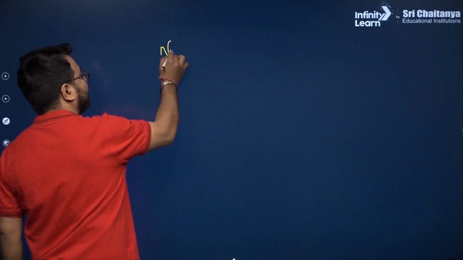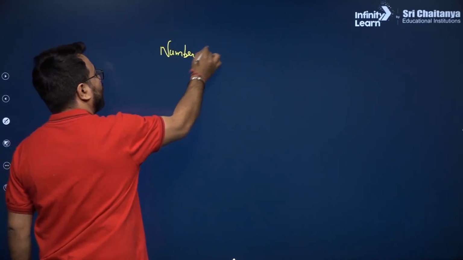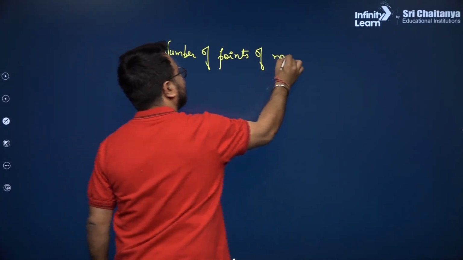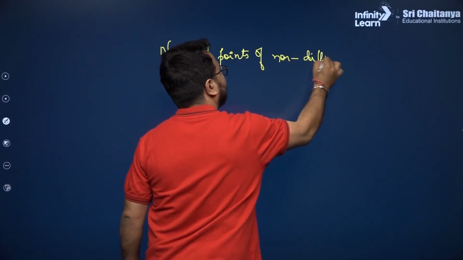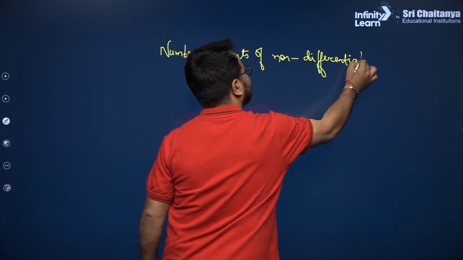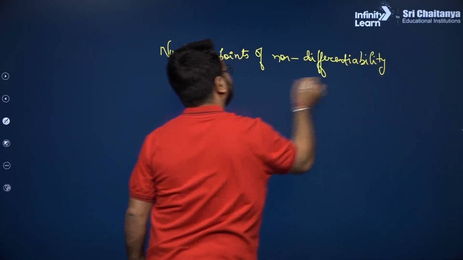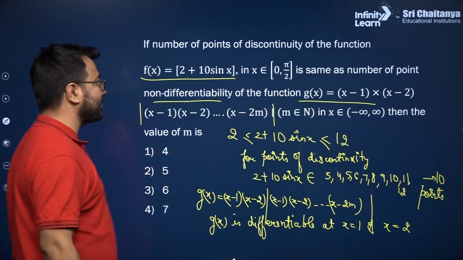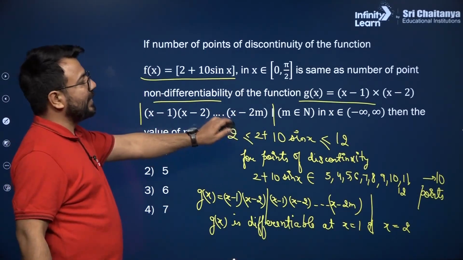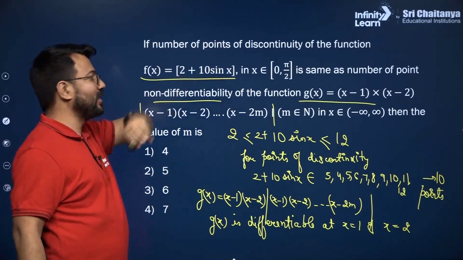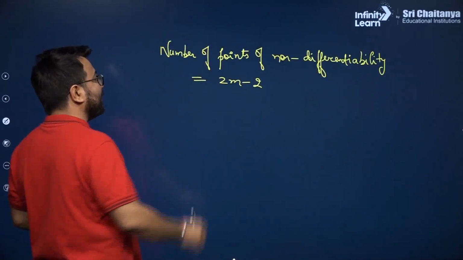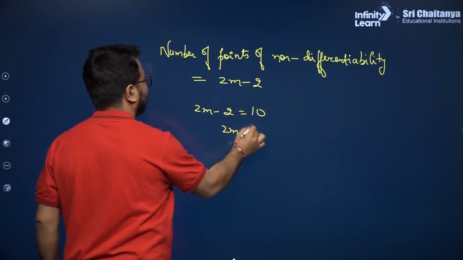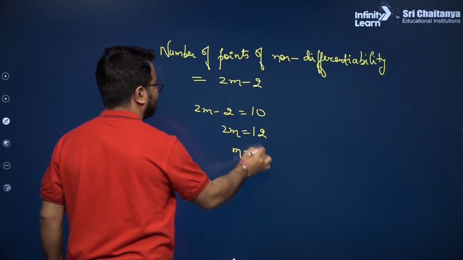So the number of points of non-differentiability will be equal to 2m minus 2. Now what they have told us is that the number of points of discontinuity will be equal to the number of points of non-differentiability. Okay, so I am writing 2m minus 2 will be 10, the value of 2m will be equal to 12, and hence the value of m will be equal to 6.